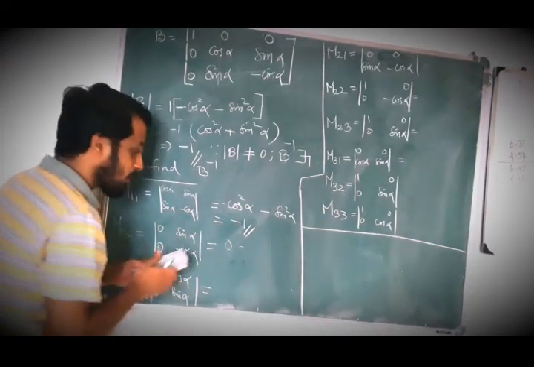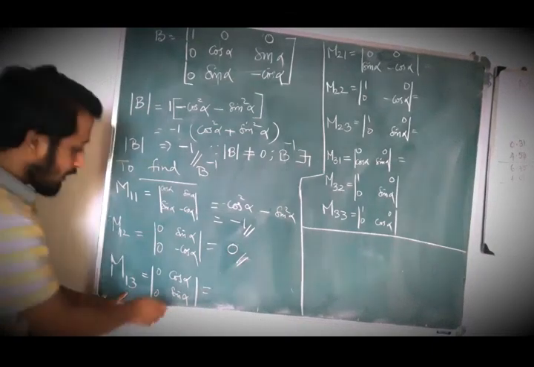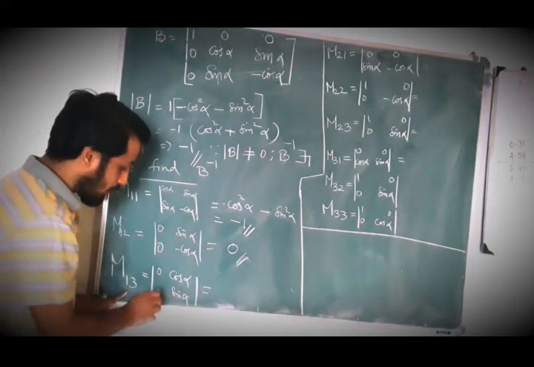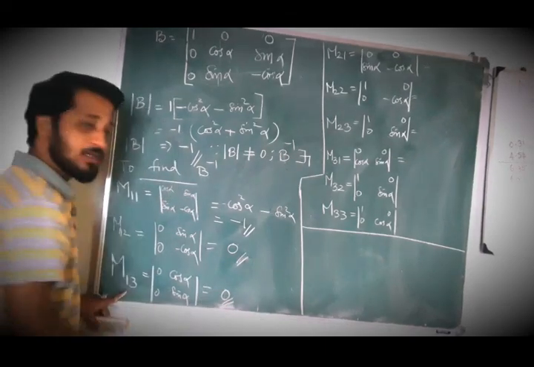Now m12: minus cos alpha into 0, 0, minus 0 into 0. So m12 is nothing but 0. What is m13? Sin alpha into 0, 0, minus 0 into cos alpha, 0. 0 minus 0 is nothing but 0.